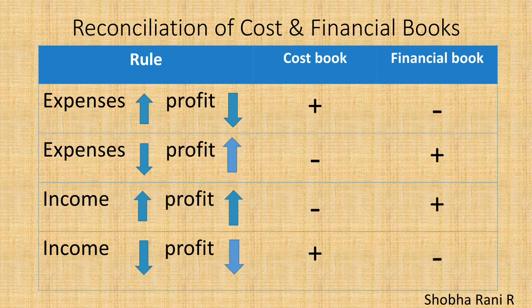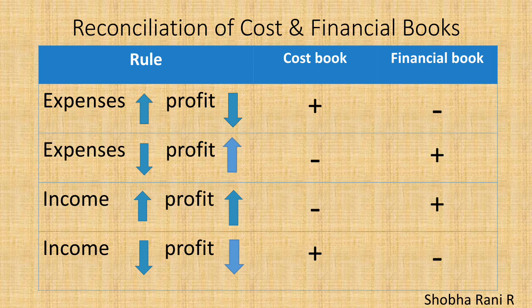Points to be remembered while preparing reconciliation of cost and financial accounts. In an organization, when expenses increase, profit decreases. Then it has to be added to the cost book profits. In financial book, it has to be subtracted. When expenses decrease, the profit increases, then it has to be subtracted from cost book net profit, whereas in financial book, it has to be added.